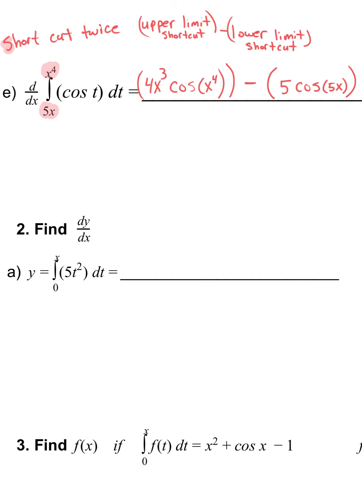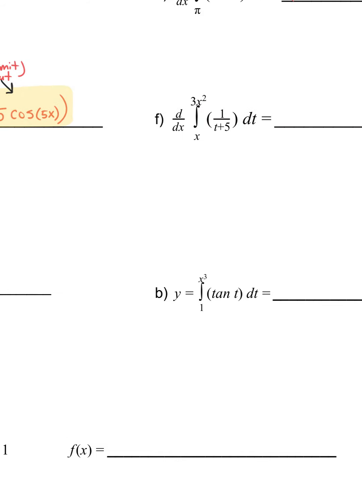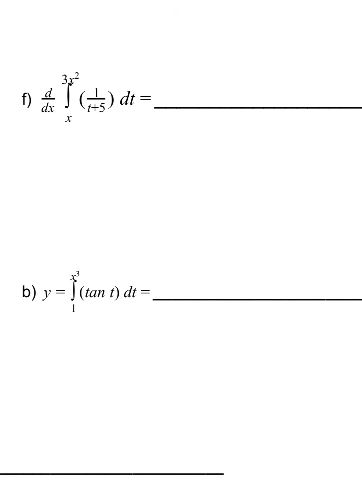So we just do the shortcut twice. There we go. I love to highlight. All right, gives you time to catch up, right? Okay, so again, there's the shortcut for the upper limit, and here is the shortcut for the lower limit. That's what you do if you have a variable in both limits. All right, let's do F. Same thing. We have a variable here in the lower limit and a variable here. So we do the shortcut twice.